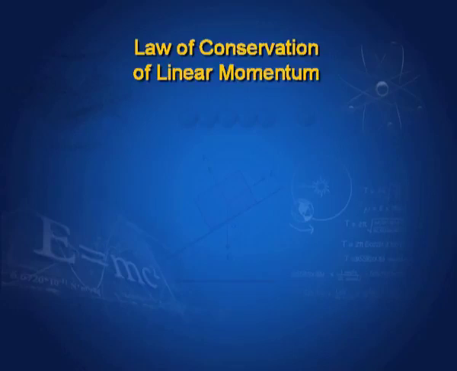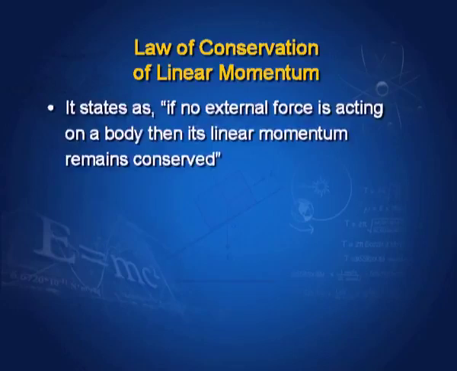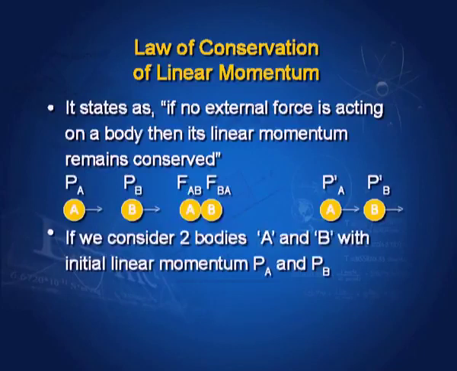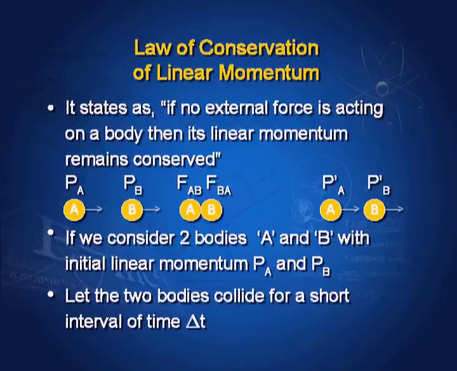Law of conservation of linear momentum. It states that if no external force is acting on a body, then its linear momentum remains conserved. Let us say we have two objects A and B, their masses are m1 and m2, and they are moving with velocities. So, the initial linear momentum of A is Pa and the initial linear momentum of B is Pb. Let the two bodies collide for a short interval of time delta t.